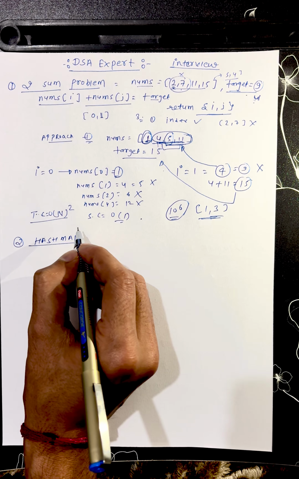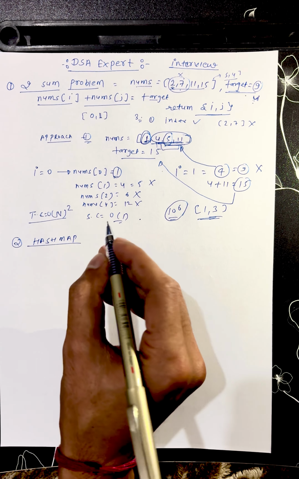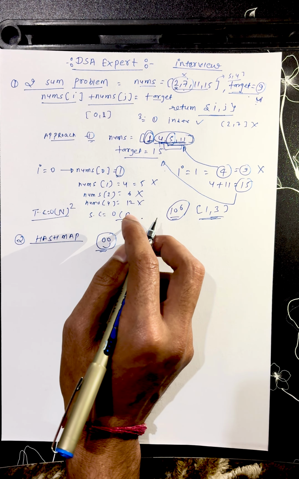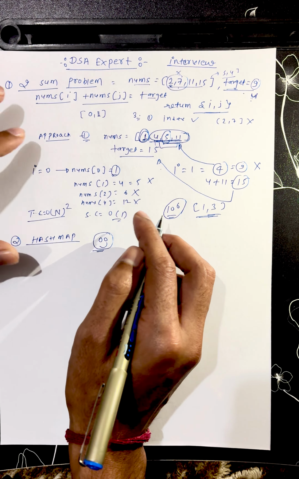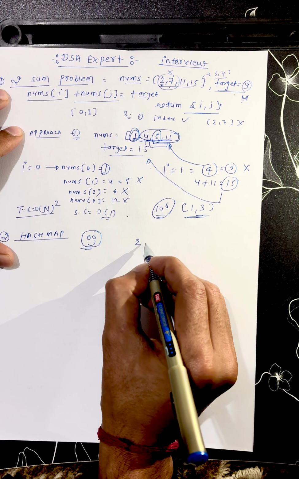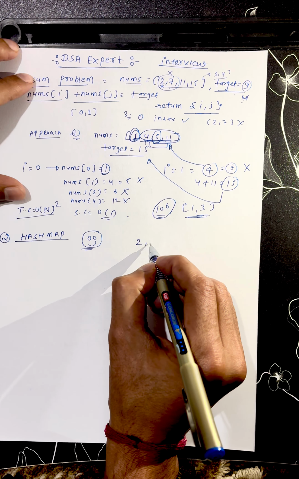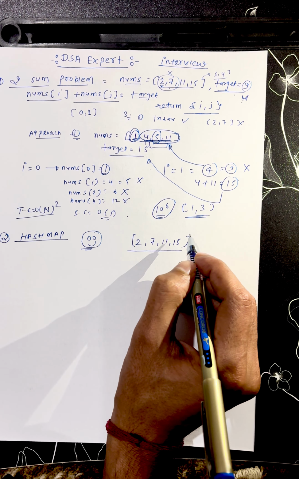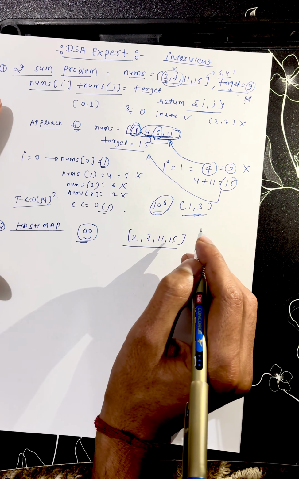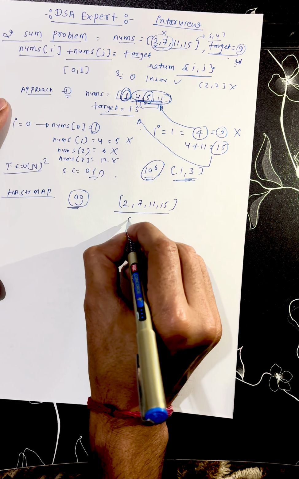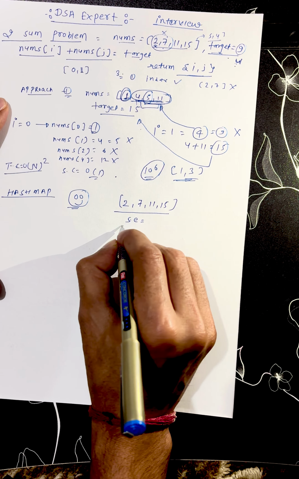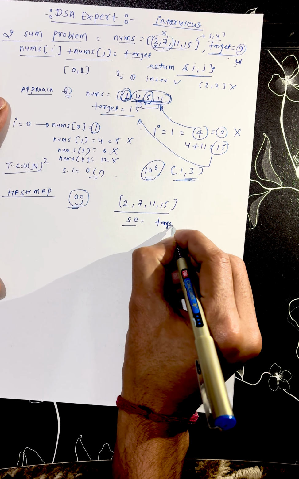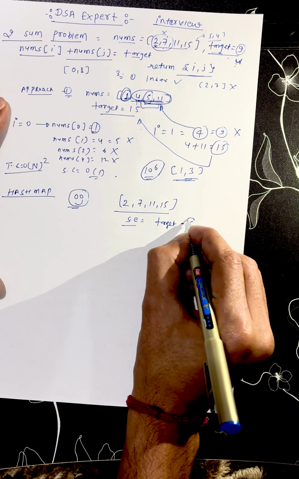Okay, in HashMap, what is the idea of this? While iterating over each number x in 2, 7, 11 and 15, we will compute the searching element. How will we compute the searching element? The searching element will be the target minus the current element x.